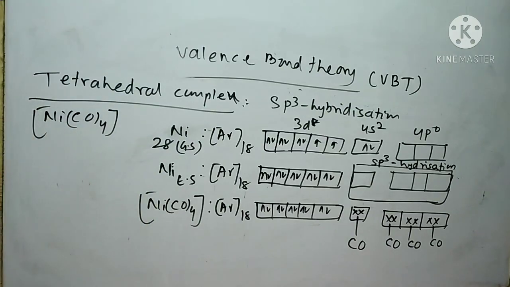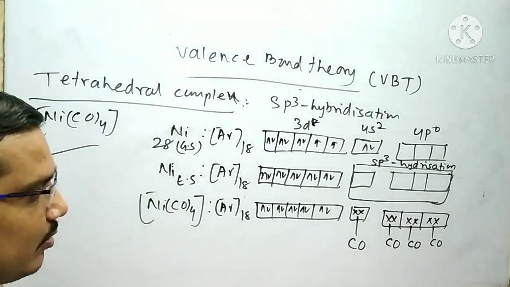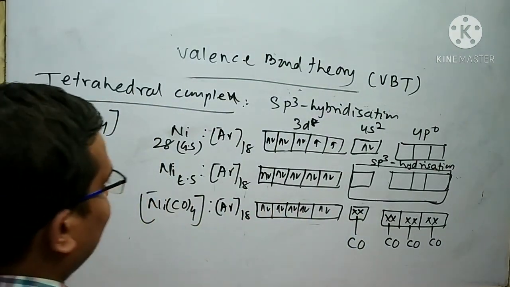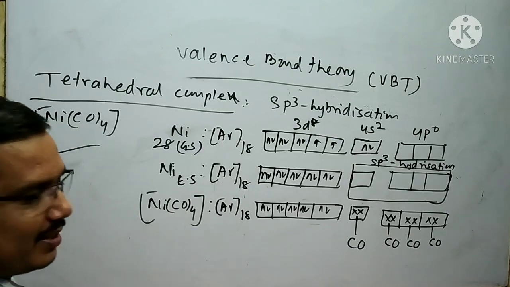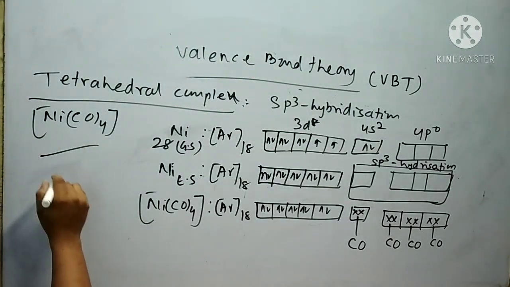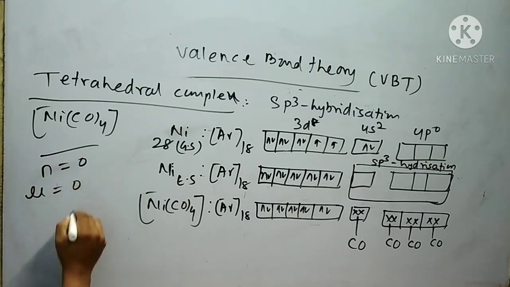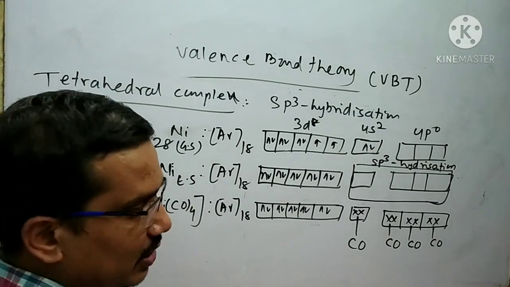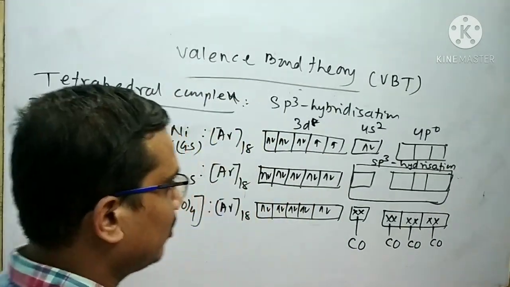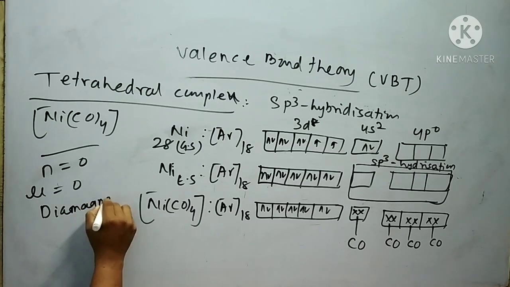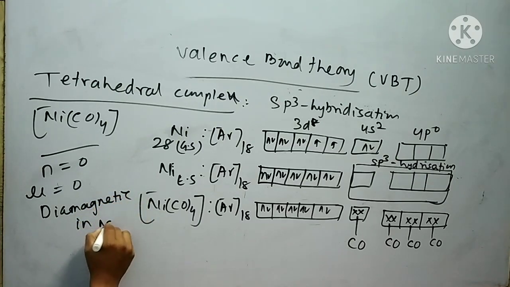Experimentally it is seen that this complex has 0 unpaired electrons, which is proved by the diagrammatic representation. From this diagram, it is also clear that the number of unpaired electrons n is equal to 0, so mu is equal to 0. Since there is no unpaired electron, the complex is diamagnetic in nature. The structure of this complex is tetrahedral.